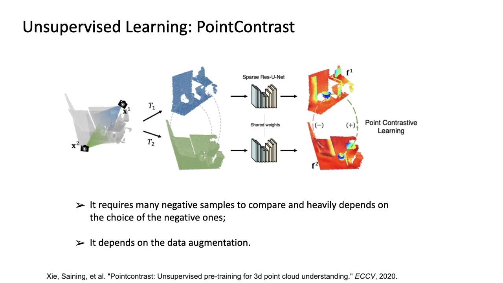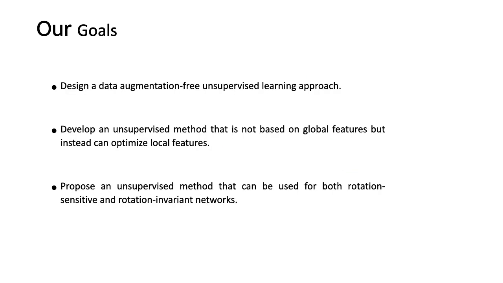It requires many negative samples to compare and heavily depends on the choice of negative ones, and it depends on the data augmentations. In contrast, our first goal is to design a data augmentation-free unsupervised learning approach to avoid the inconvenience of building chains of ad hoc combinations of data augmentations. Second, we develop an unsupervised method that is not based on global features, but instead can optimize local features, which helps the network learn 3D spatial geometric information of point clouds. Therefore, we propose an unsupervised method that can be used for both rotation-sensitive and rotation-invariant networks.